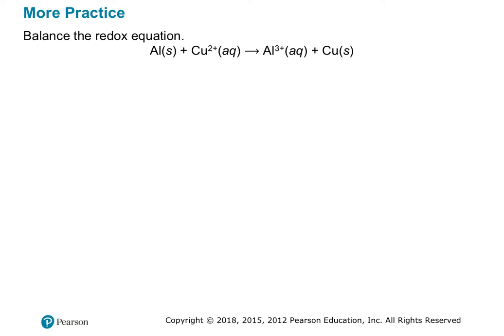So remember, all neutral molecules are 0. This one's +2, aluminum's +3, copper's +2. So whose oxidation number goes down? Well, it looks like copper goes from +2 to 0, so we can say that copper is reduced. And then aluminum goes from 0 to +3, goes up, so we'll say aluminum is oxidized.